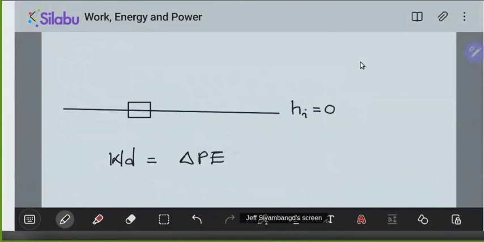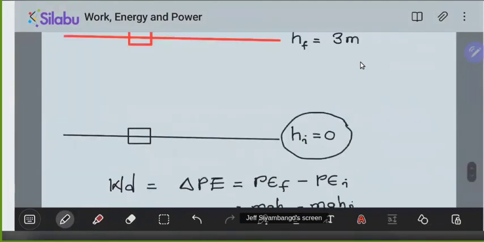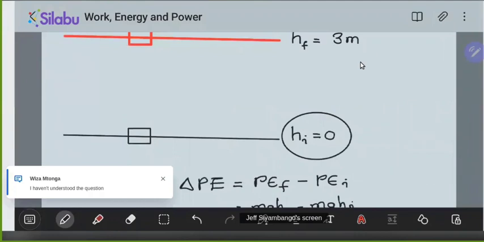Excuse me, but how do you get the change in potential energy? It's PE final minus PE initial. And how do you get these quantities? PE final is mgH final minus mgH initial. But what is mgH? What is the H initial? We saw H initial is 0. That is our reference point. I haven't understood the question.